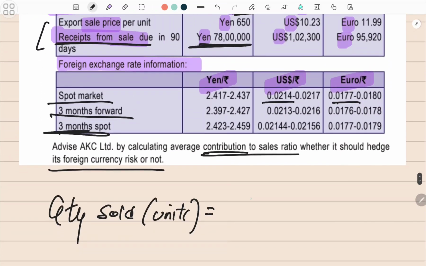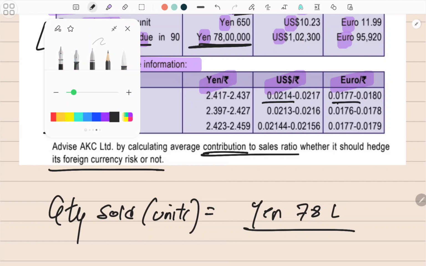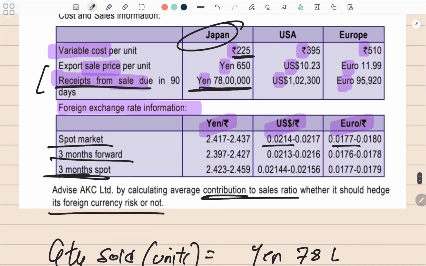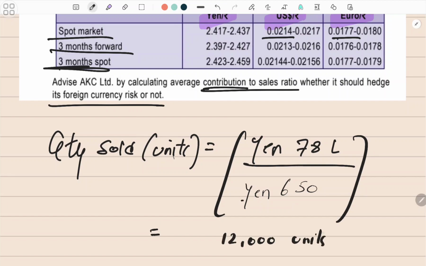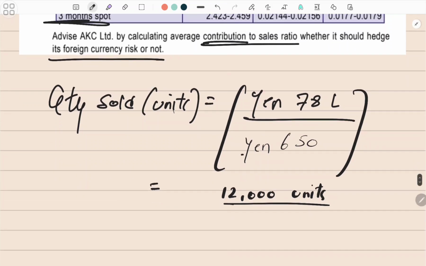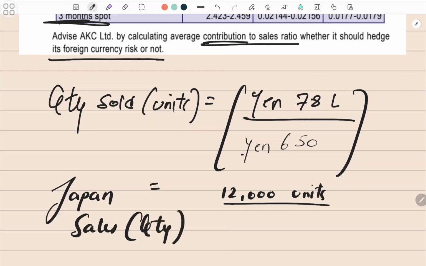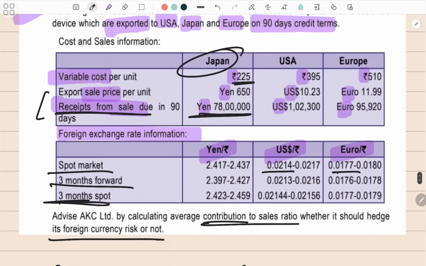which is equal to the total sale price, yen 78 lakh, divided by the per unit sale price of 650 yen. When I divide this, I get 12,000 units. Okay, for Japan, that is the sales quantity. Then I have the sales with me.